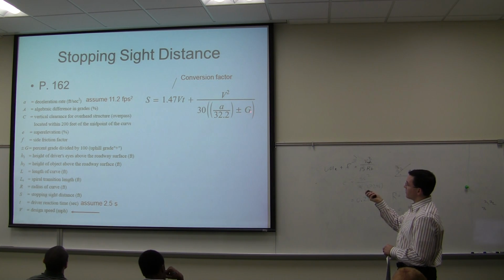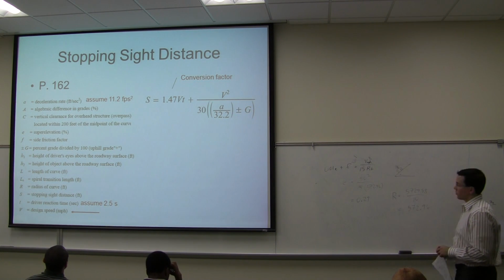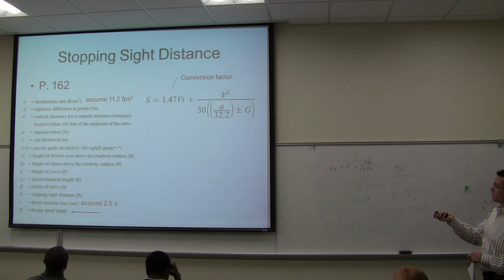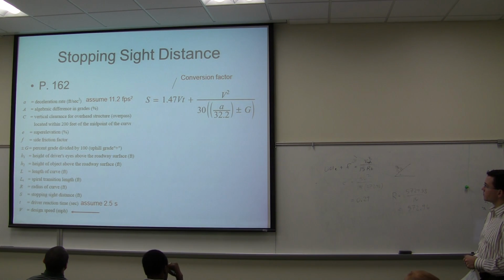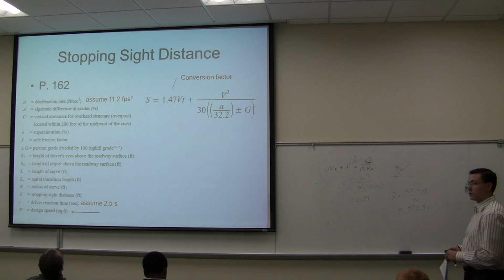If you have a grade, then you can adjust it plus or minus the grade, and the grade needs to be in percent divided by 100. So you plug the G in as a decimal in this equation. Does everybody remember this equation? How to use it?